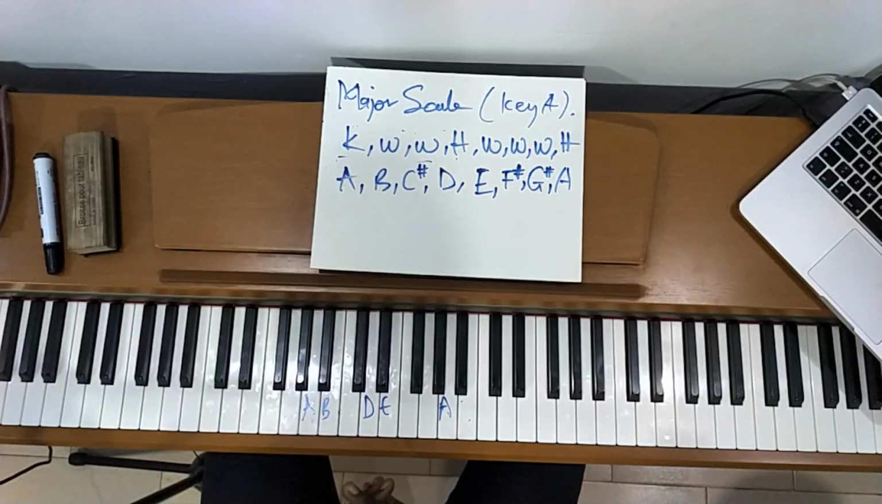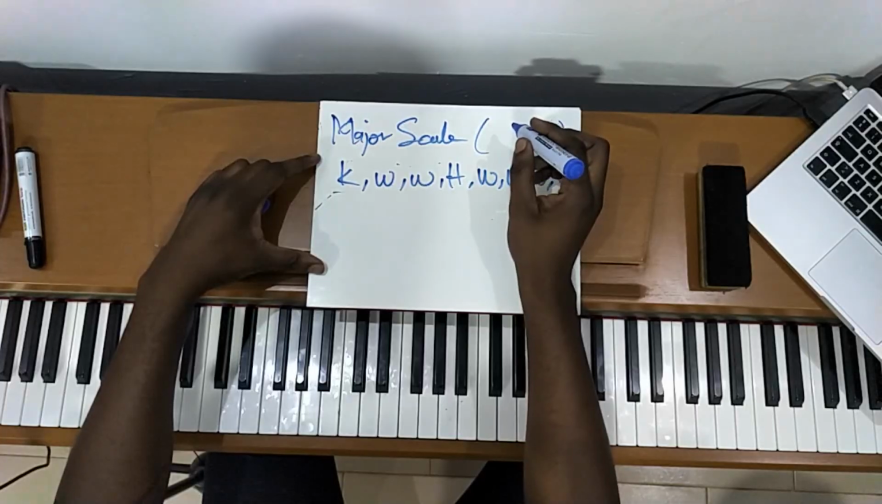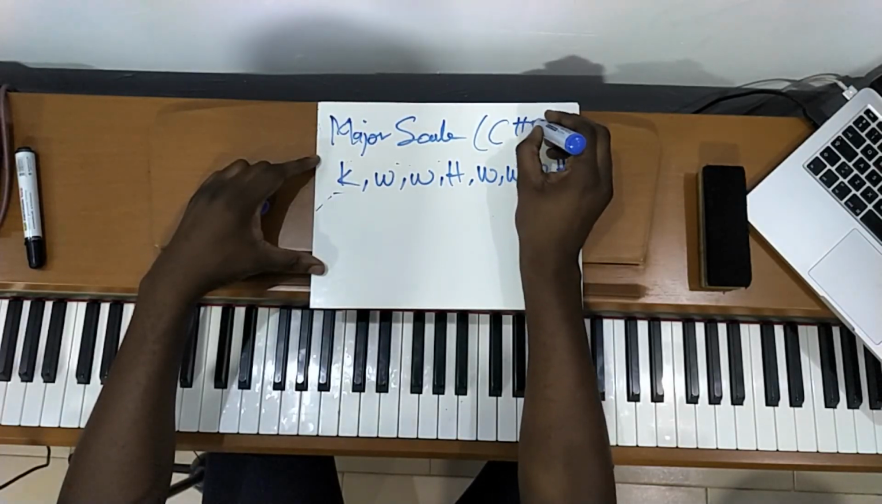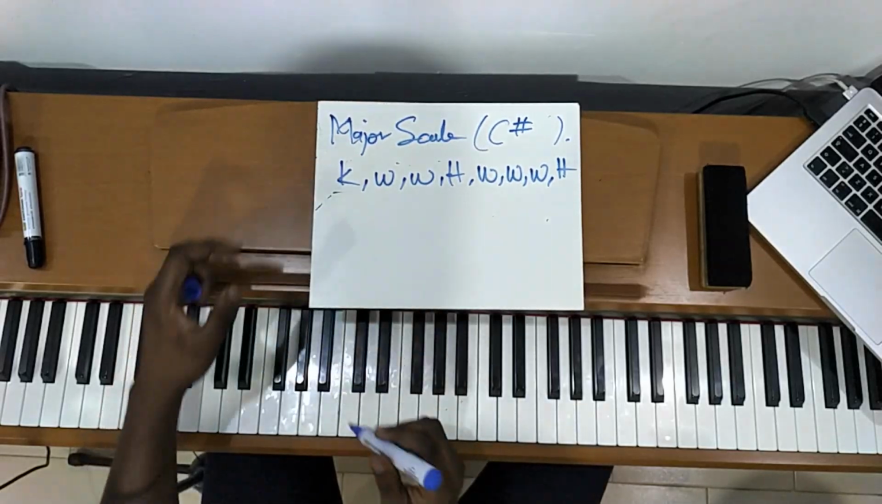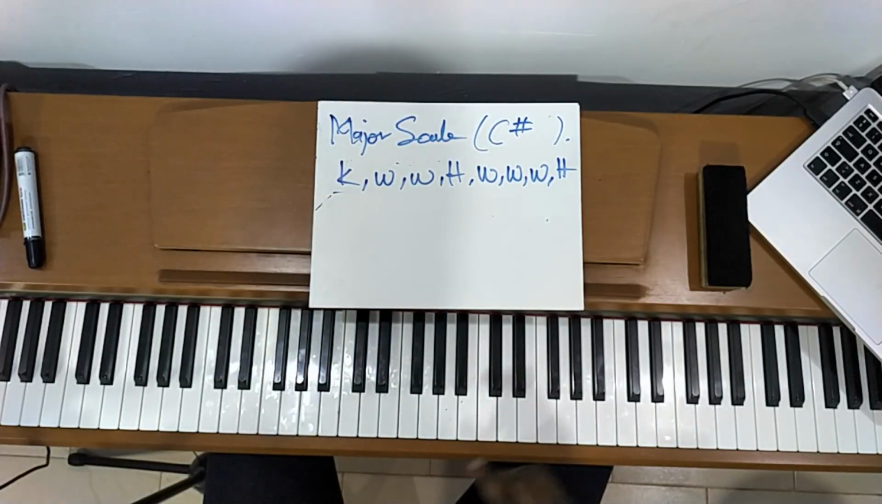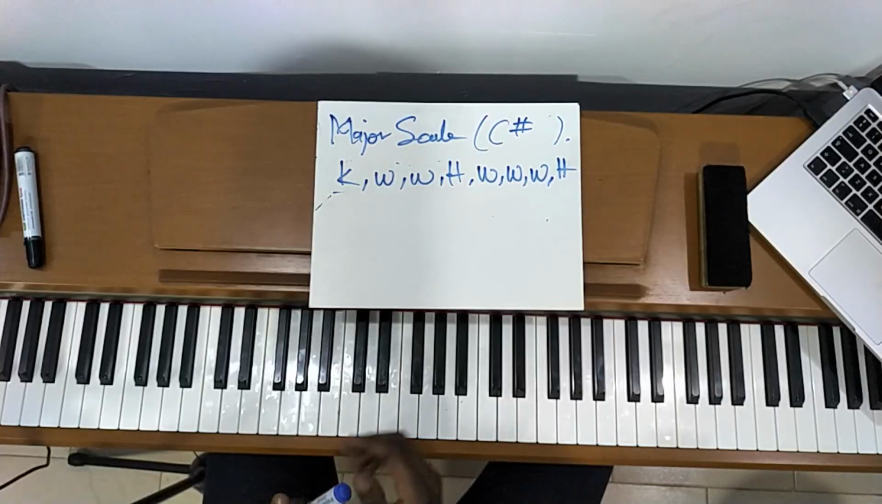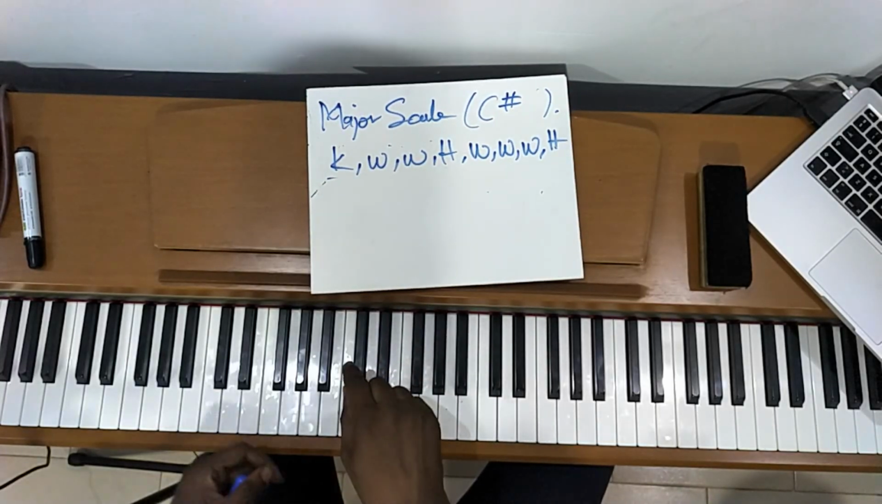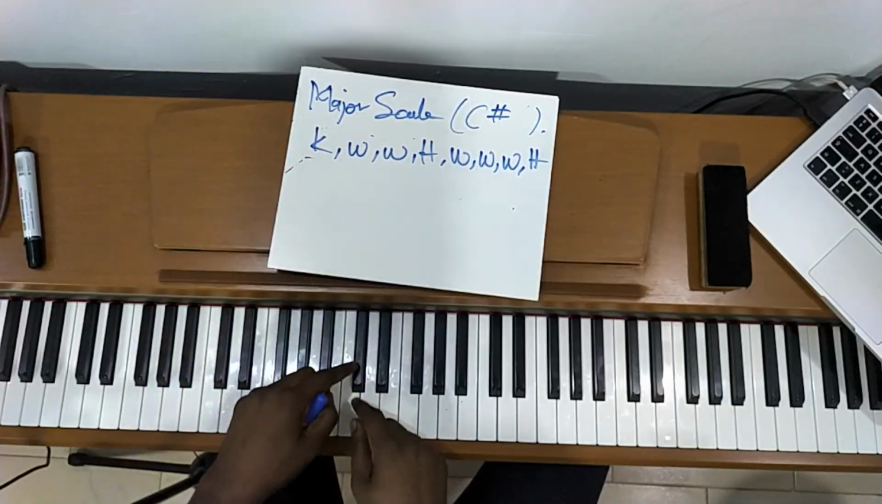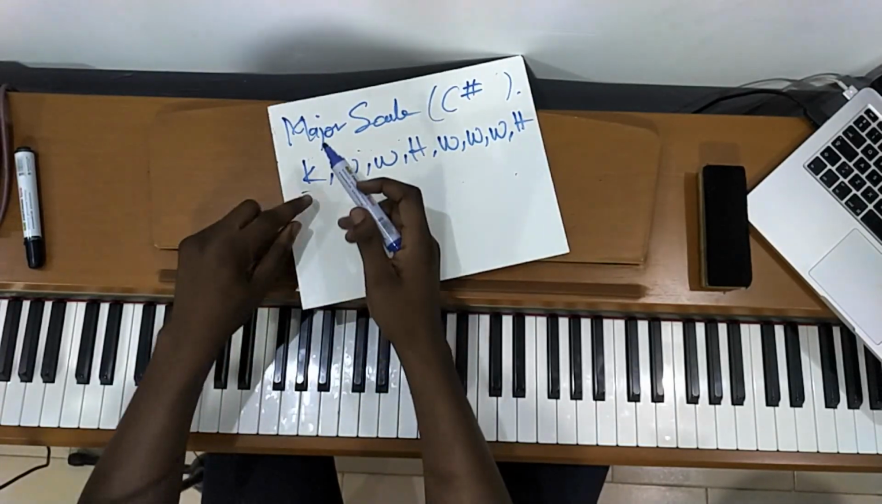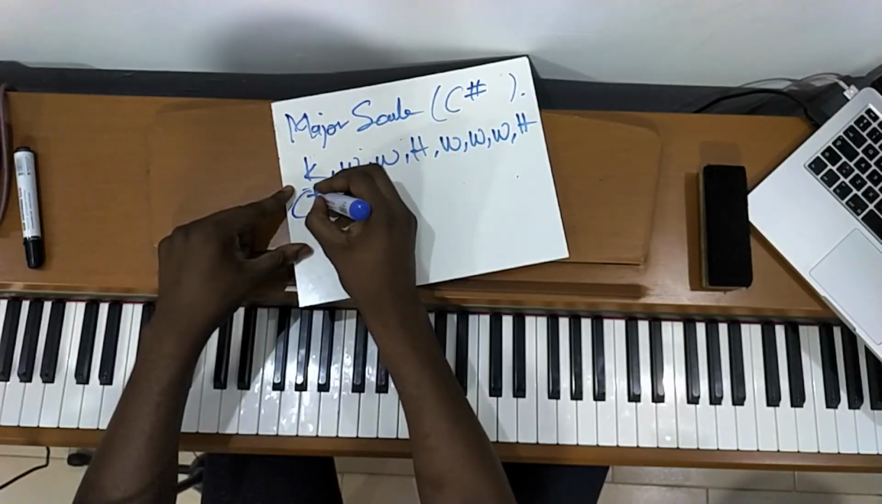I'll generate another major scale, but this time on an accidental or a black key: C sharp. So let's see how we are going to generate the major scale for C sharp. In the key of C sharp, we stand on the C sharp. Let's write our key. Always it's C sharp.